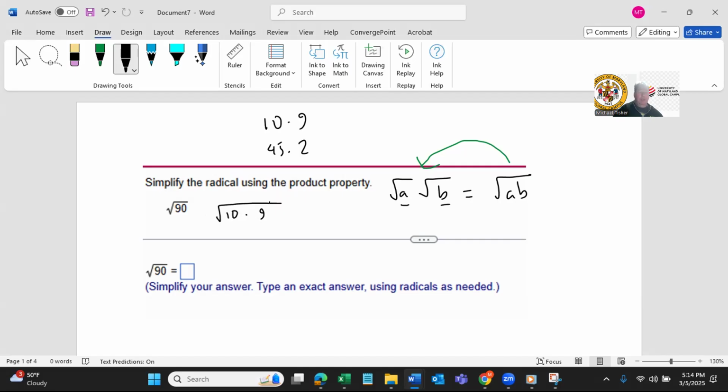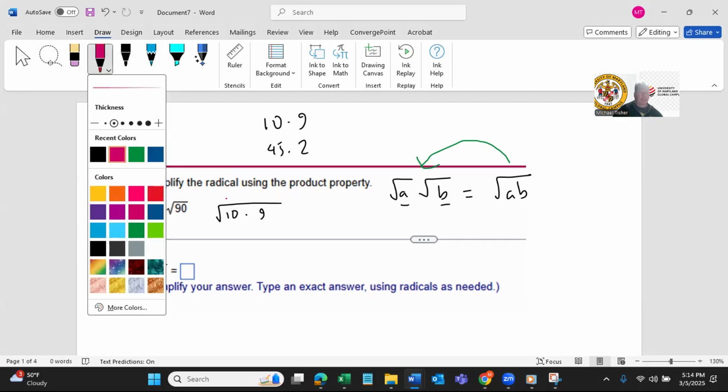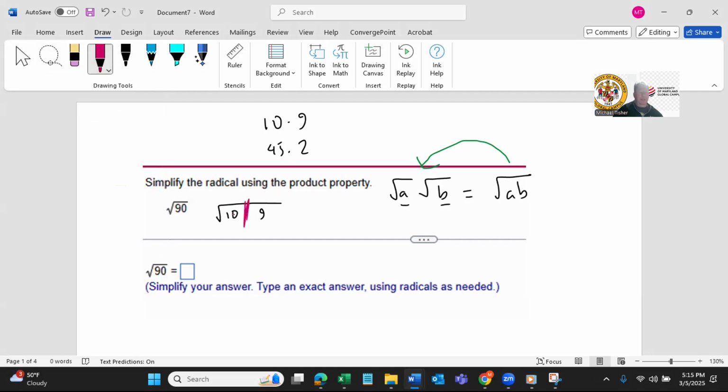And now we can rewrite this as square root of A times square root of B. That is, whenever you have two factors inside the radical, we can just split this apart into two different radicals, and split them apart where the times sign is. And so this becomes square root of 10 times the square root of 9.